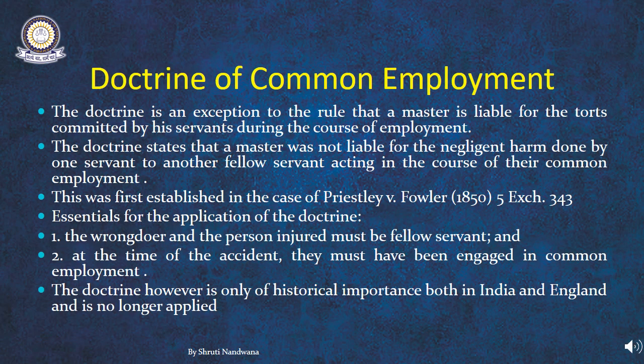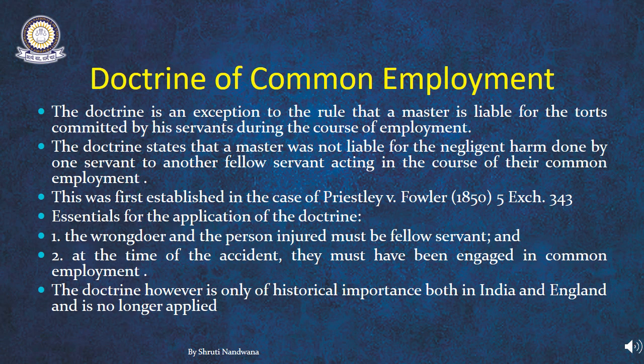We have understood that in case of vicarious liability, the master is liable for the wrongs of the servant. Now, what happens if one servant injures some other servant in the course of employment with the same master? The doctrine of common employment comes into the picture here. This is an exception to the rule that the master is liable for the torts committed by his servant during the course of employment.